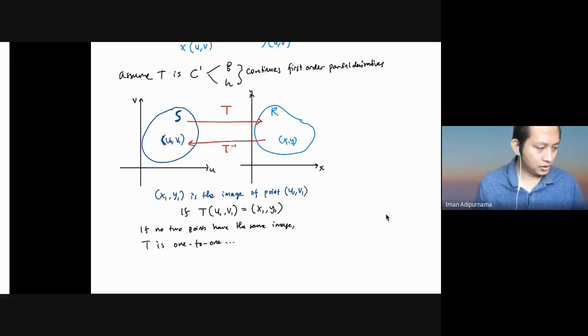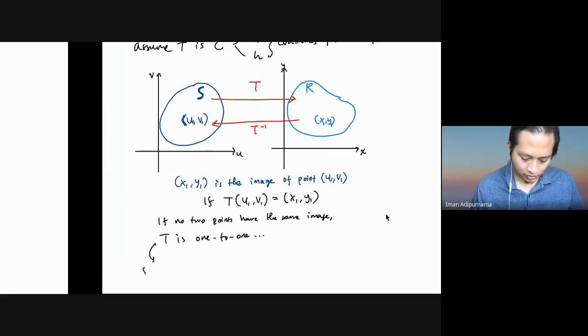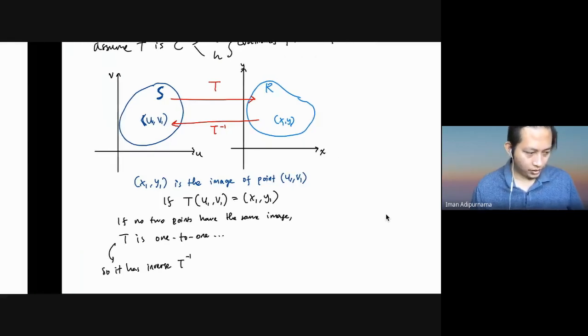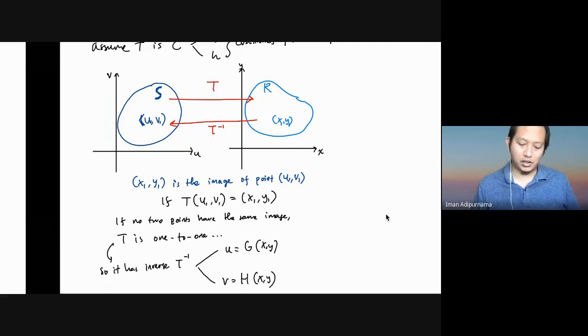And then if T is a 1 to 1 transformation, it has an inverse. And then we can have u in terms of x, y, so we can convert back to the xy from u using the inverse.